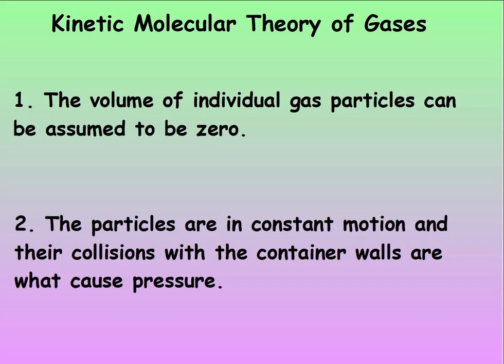Kinetic molecular theory, or KMT, has 4 parts. The first part says the volume of individual gas particles can be assumed to be 0, because in our container, the gas particles are so spread out and so small in comparison to the container volume that we can assume the volume of the gas particles to be 0. The particles are also in constant motion, and their collisions with the walls of the container are what cause pressure.